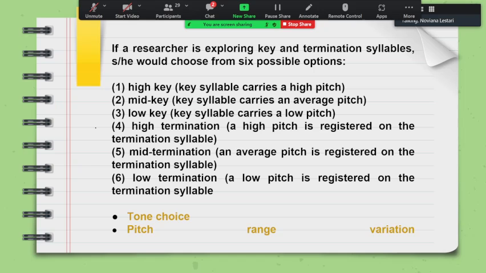Tone choice. Tone choice is another prosodic characteristic that researchers measure on the termination syllable in a tone unit. And then pitch range variation. Pitch range is measured by subtracting the minimum F0 from the maximum F0 of prominent syllables.